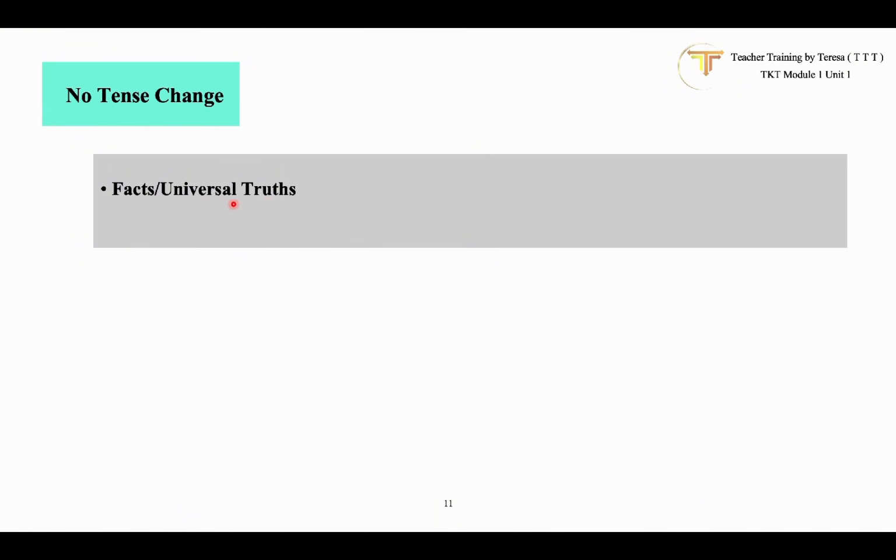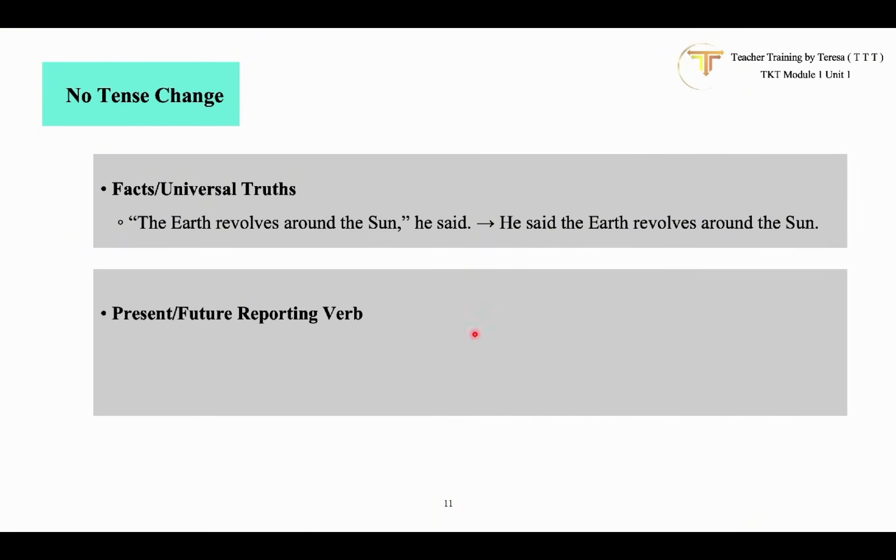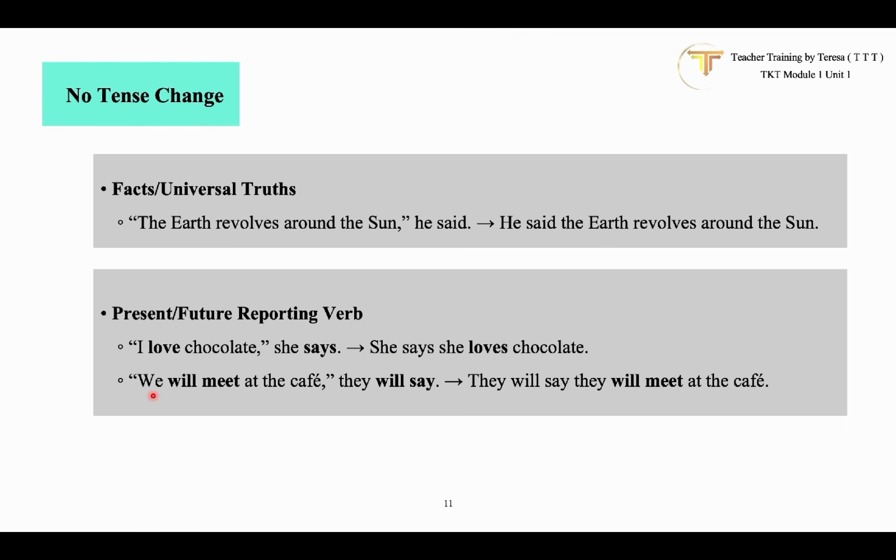Facts or universal truths. "The earth revolves around the sun," he said. He said the earth revolves around the sun. Present or future reporting verb. "I love chocolate," she says. She says she loves chocolate. "We will meet at the cafe," they will say. They will say they will meet at the cafe.